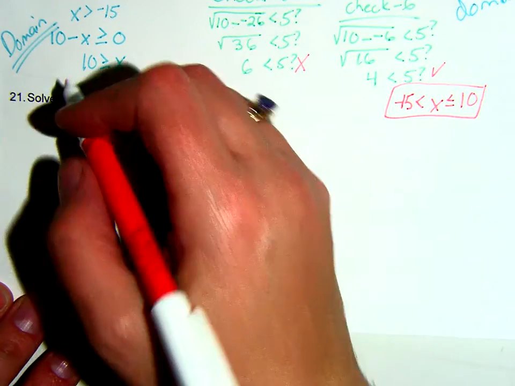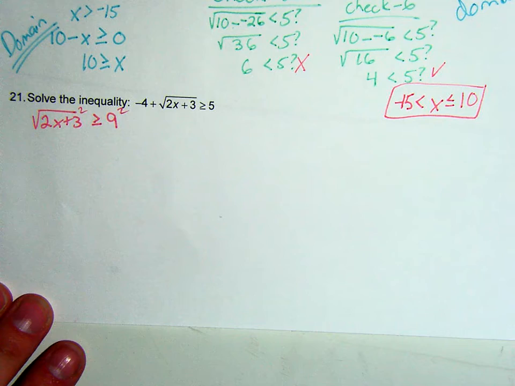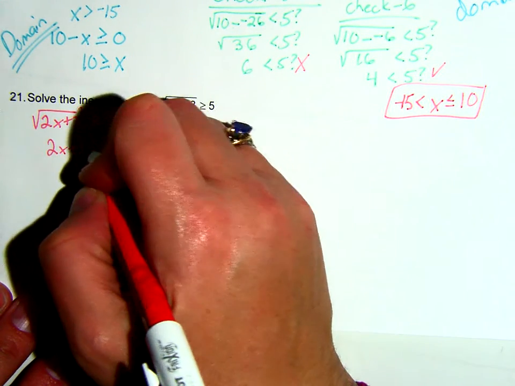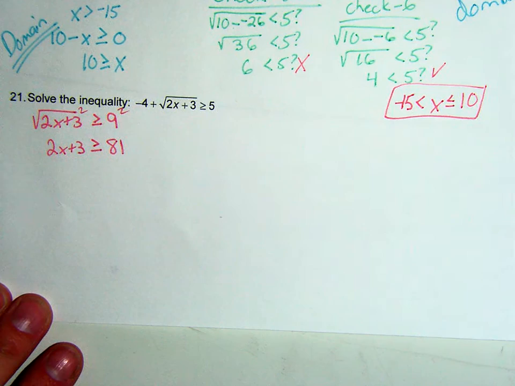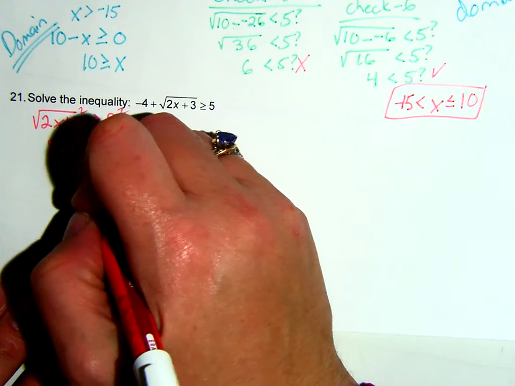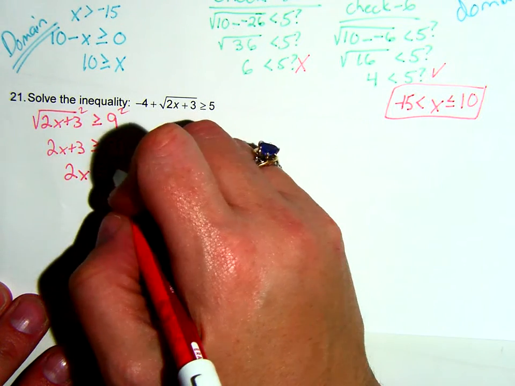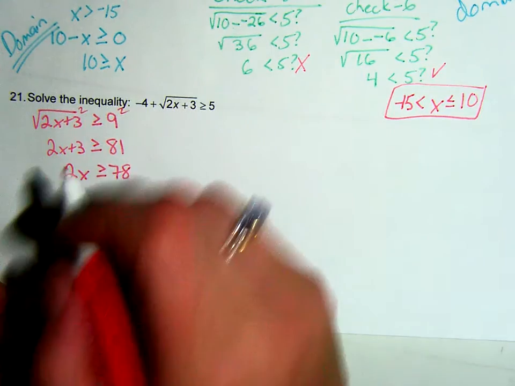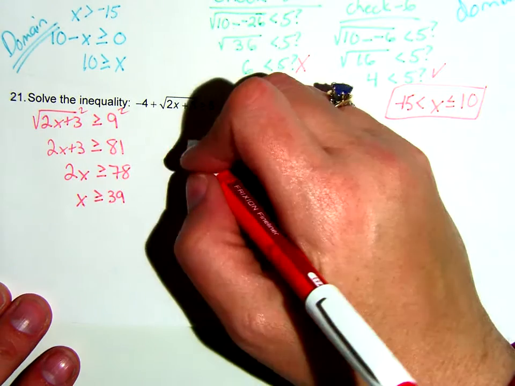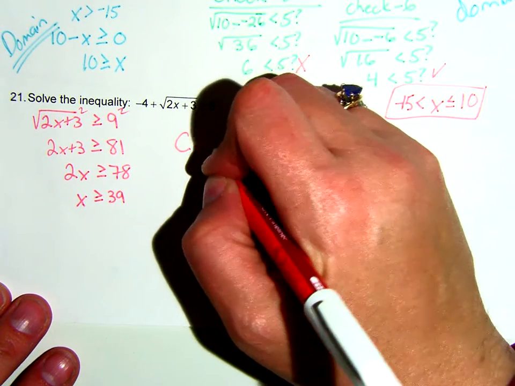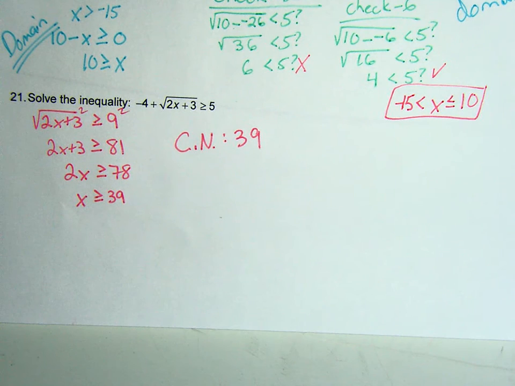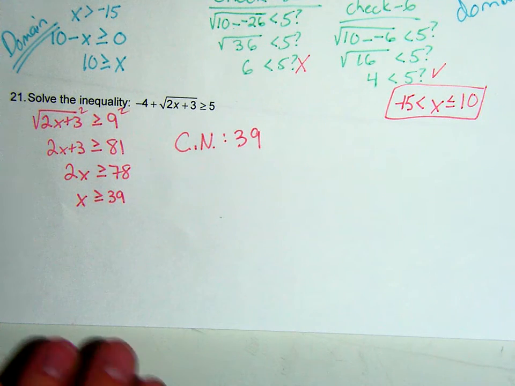To get rid of the square root, we are going to square both sides. So we get 2x plus 3 is greater than or equal to 81. Move the 3 to the other side, we get 2x is greater than or equal to 78. Divide by 2, and we get x is greater than or equal to 39. So our first critical number is 39. Now we need to find the domain of the radical.